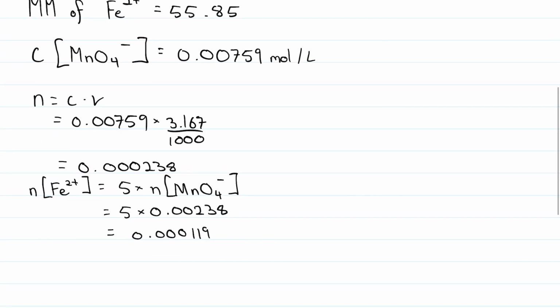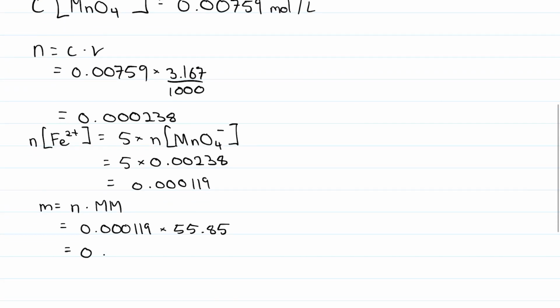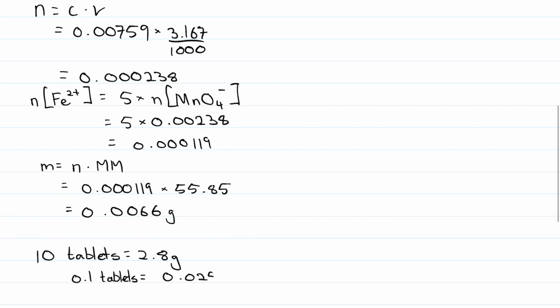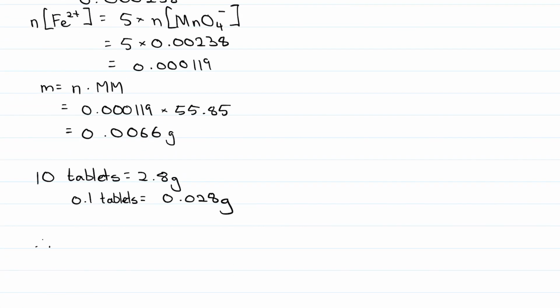0.000119 moles of Fe2+. We can now calculate the mass of Fe2+, which is 0.0066 grams, and we can now convert this to a weight-to-weight percentage, and compare this to the weight-to-weight percentage on the cover of the tablet. To do this, we must first calculate the weight of 0.1 of a tablet because we only titrated 0.1 of a tablet. To do this, we use the total weight from earlier, which was 2.8 grams, and divide that by 100, because the weight was of 10 tablets. This should give us 0.028 grams for 0.1 of a tablet, so dividing the mass of iron by the weight of the tablet times 100 gives us 23.69% approximately.